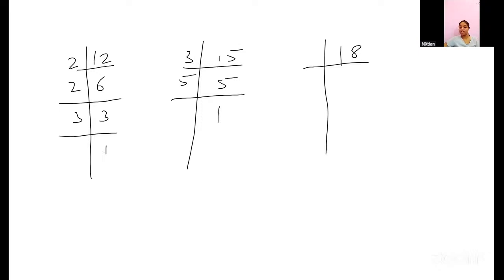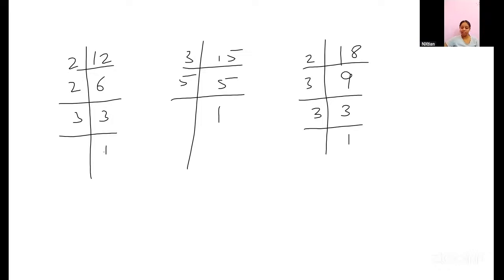Then 18. Is 18 coming in the table of 2? Yes. How many times? 9 times. Is 9 coming in the table of 2? No. But 3 is coming. So 3 times, and 3 is coming in the table of 3 1 time.